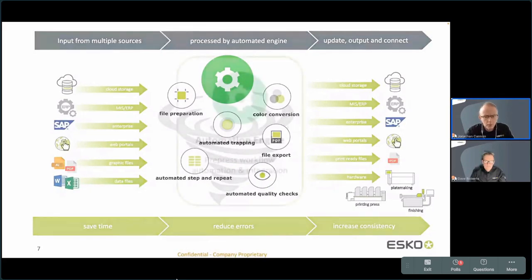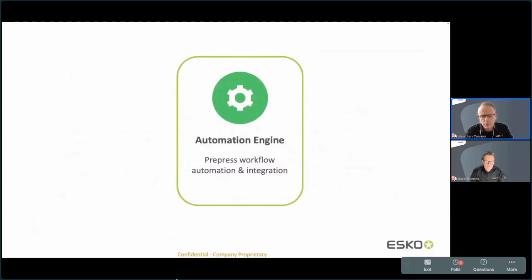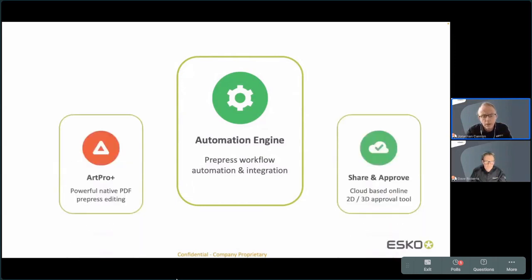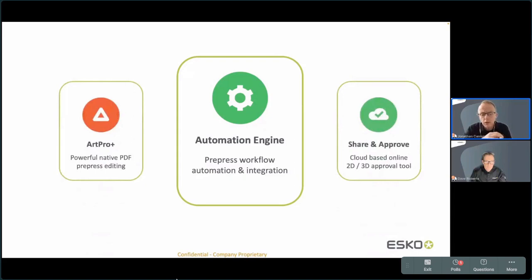Okay, now as I say, Automation Engine is taking center stage in this presentation. But we are going to be looking at a couple of our other products, and we can show you how those products integrate as well. So the ArtPro+ solution is our native bespoke pre-press editor designed for packaging, and our Share and Approve platform is our way of very easily sharing a file with a customer or a supplier, whoever it might be, or an online portal, and then getting the feedback back into Automation Engine off the back of the approval or the rejection. So we're going to be looking at Automation Engine for the majority of the time, but you will see Share and Approve and ArtPro+ in the mix as well.